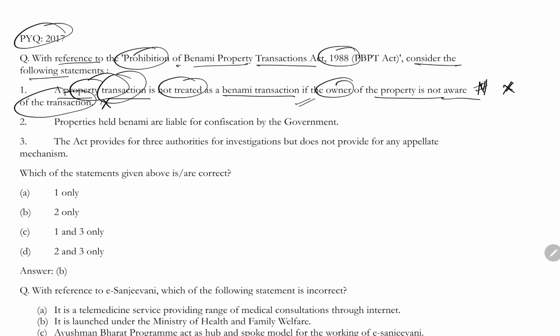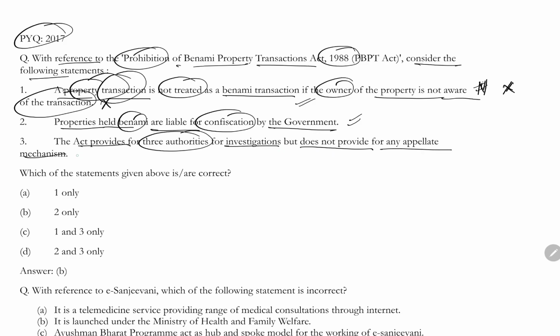The second statement is that property held Benami is liable for confiscation by the government. Yes, this statement is correct, that the government can confiscate the property if it is Benami property. The third statement is that the act provides for three authorities for investigating but does not provide for any appellate mechanism. This statement is incorrect because this act provides for appellate jurisdiction.